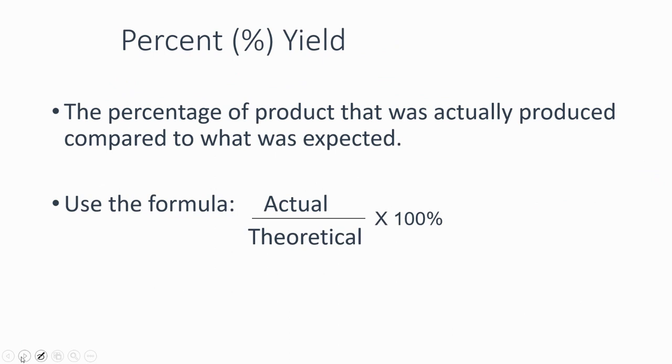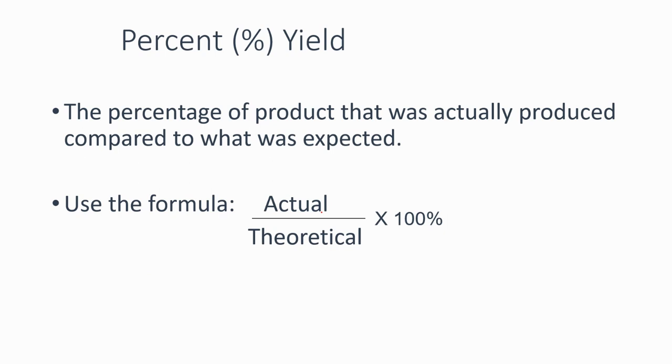Percent yield is a concept that tells us the percentage of product that's actually being produced compared to what we expected to produce. For instance, if we are doing a reaction and the stoichiometry tells us we should make 10 grams of our product, but when we actually do the reaction, we only make 5 grams of product, then we would have a 50% yield. So it would only make half of what we thought.